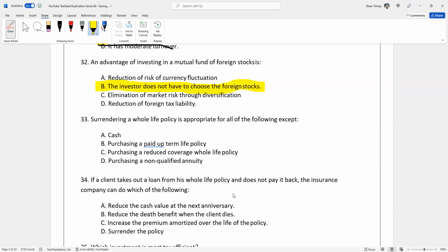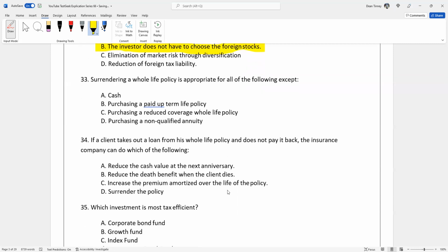By international treaty, just for your own edification, withholding on investments you make overseas is typically 15%. I don't think you'll see that on the test at all, just your own edification.